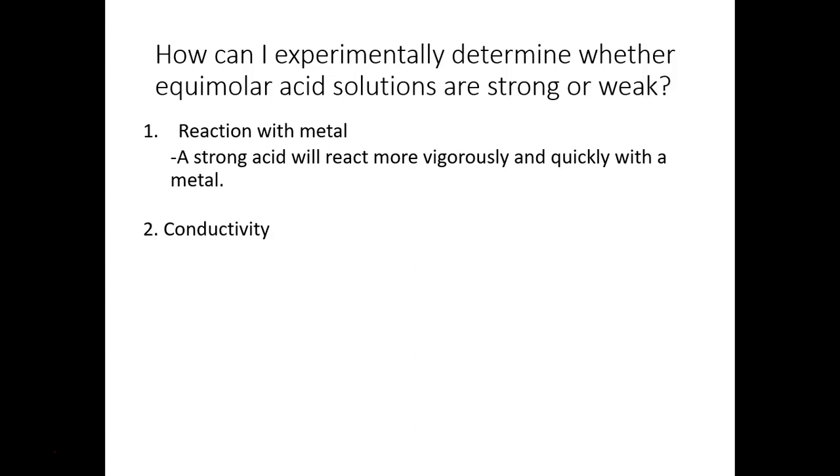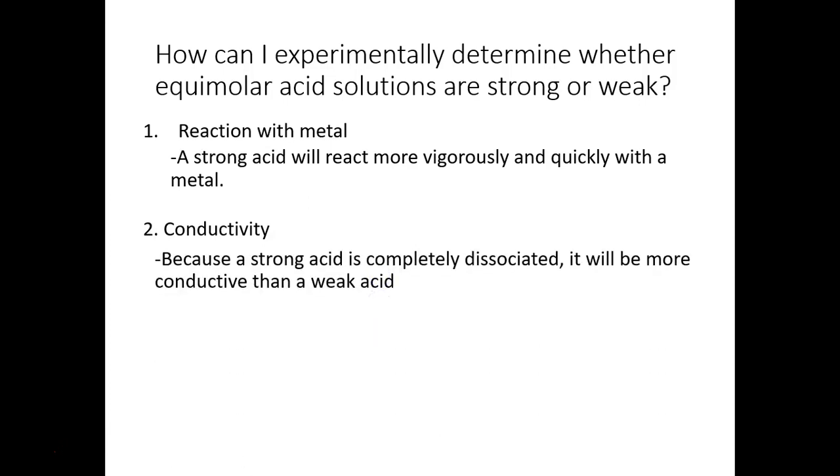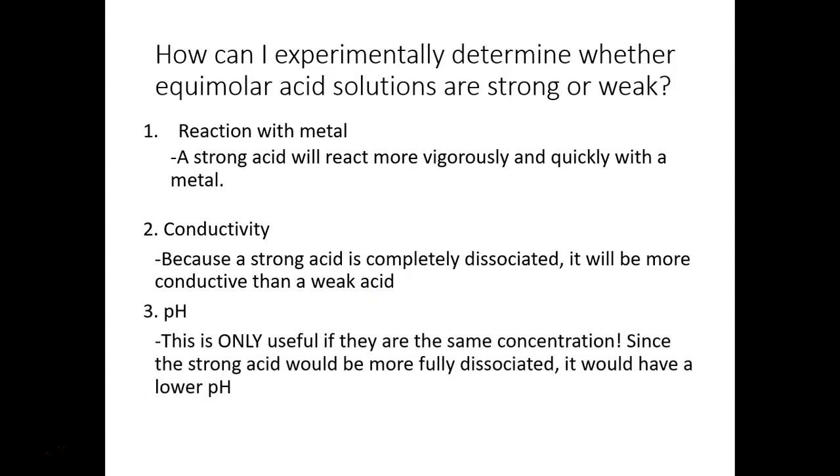Next, you could test the conductivity because the strong acid has more ions in solution. It will be more conductive than the weak acid. Or you can measure the pH. Now again, it's only useful to do this if they're the same concentration, right? You're going to have highly concentrated lemon juice that shows a lower pH than very, very dilute hydrochloric acid, right? So this only works if the solutions are the same concentration. Since the strong acid is more fully dissociated, it's going to show a lower pH.